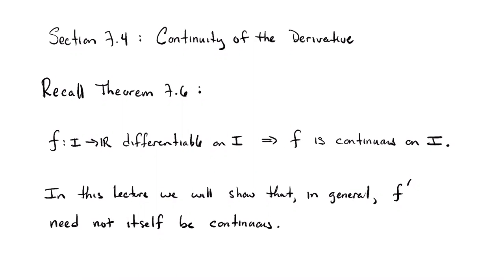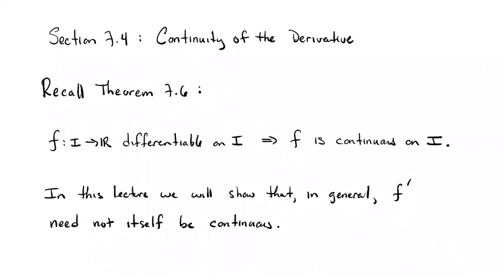That is, when a function is differentiable on an interval, then you get a new function, its derivative. And we can ask the question, what kind of properties does that new function have? In particular, in this section, we want to ask, is that derivative itself always continuous? We're going to ask and answer that question in this lecture. And in fact, you can already see that we're going to show that the answer to the question is no.